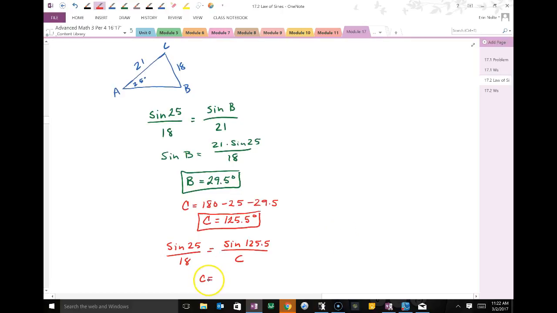Our little c, we cross multiply that. What are we multiplying? Perfect. 18 times the sine of 125.5 divided by the sine of 25 is 34.7. Sweet.